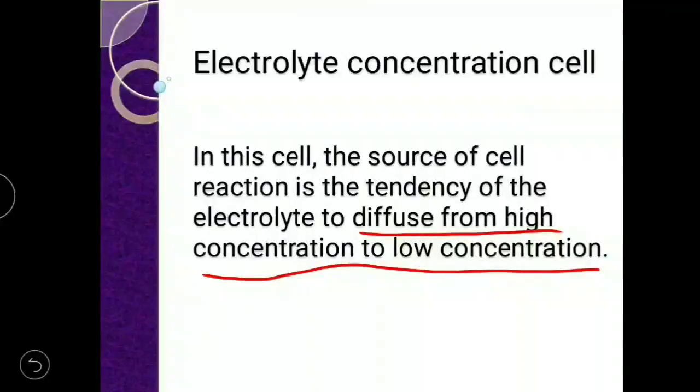Because in concentration cells, the material of the two electrodes is the same, where will you get the potential difference from? If there are two solutions with different concentrations in contact with each other, then there will be diffusion of the electrolyte from high concentration to low concentration. The same principle is applicable here in electrolyte concentration cells. The tendency of the electrolyte to diffuse from high concentration to low concentration is the source of cell reaction in this cell.